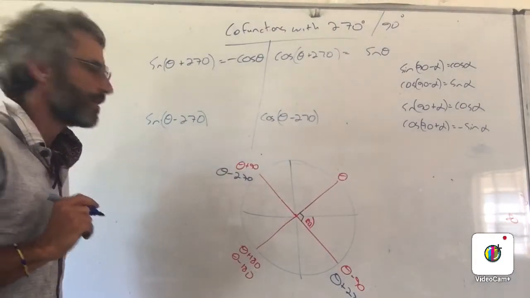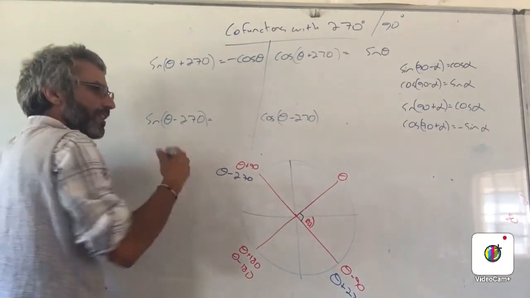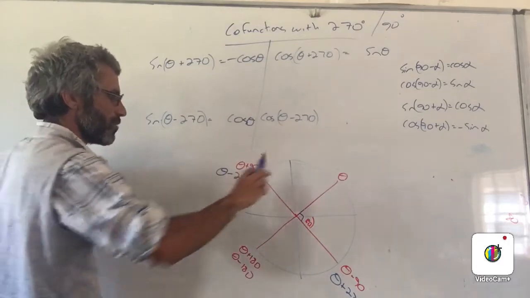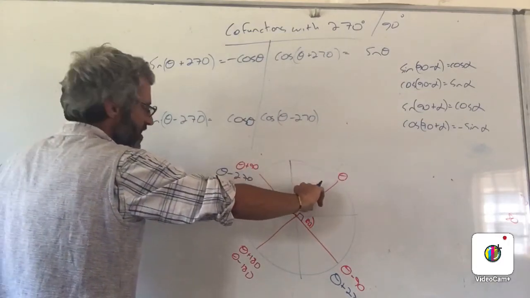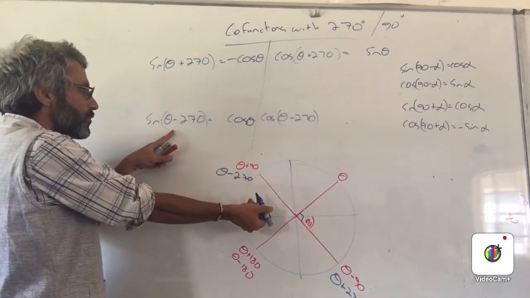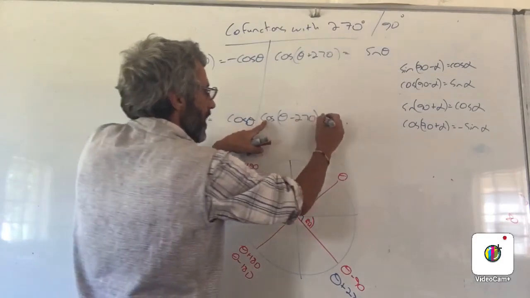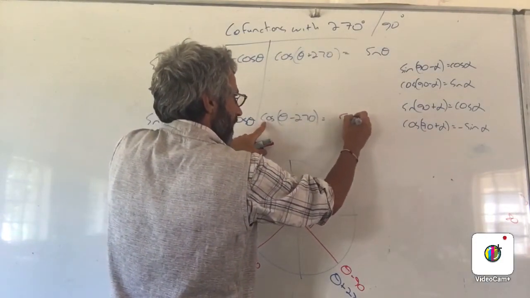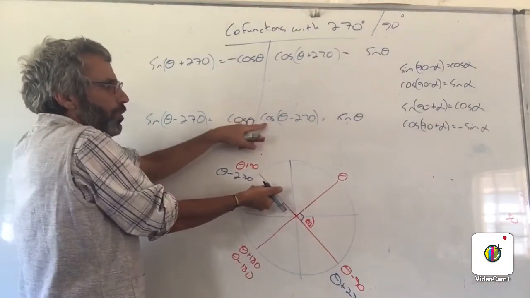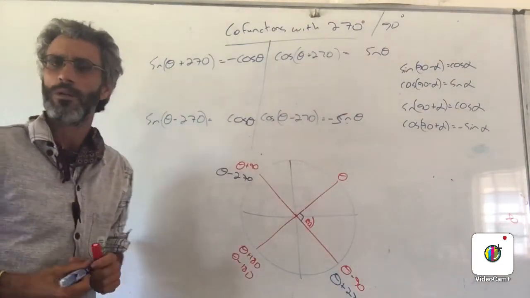Sine theta minus 270. Again, because I've got 270, that becomes cosine theta. We just need to decide whether it's positive or negative. Theta minus 270, I'll go up here and you're right, it's positive, so it will stay positive. Cosine theta minus 270 will be sine theta. Again, we are in the second quadrant. Cosine is negative, so that should be negative.